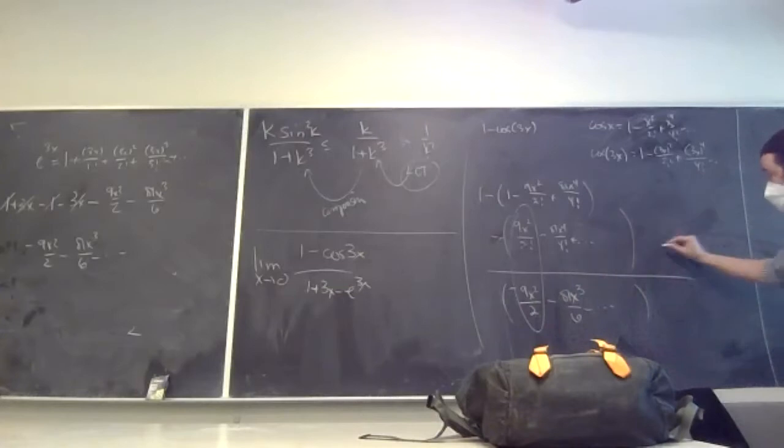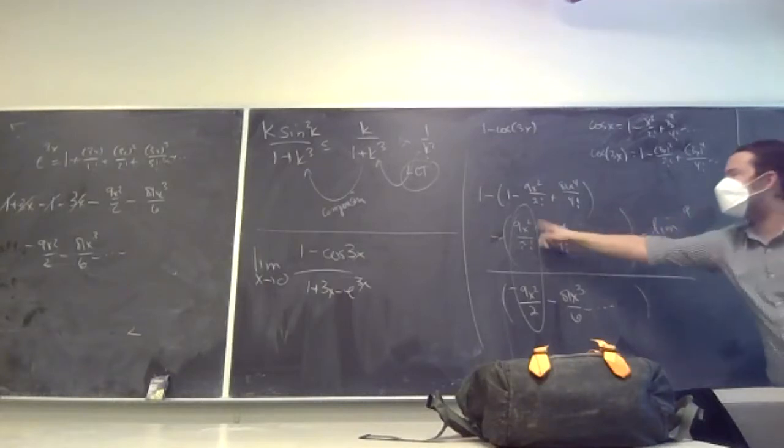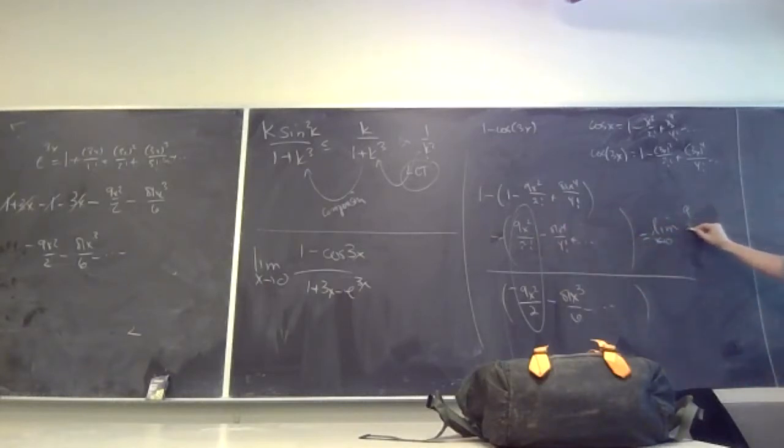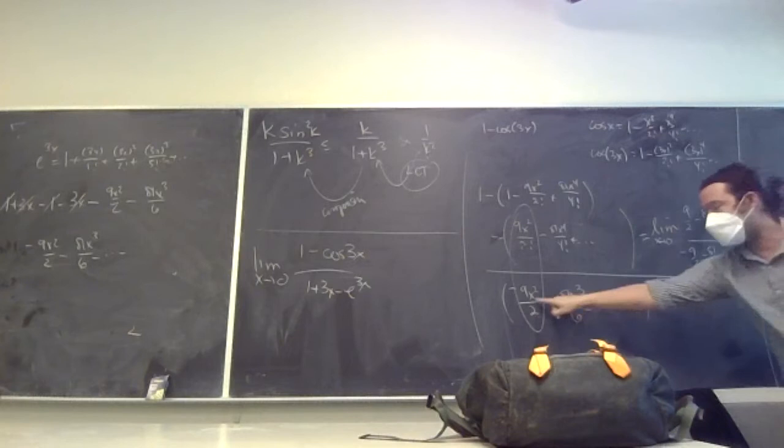So you can think of this as the limit as x goes to 0 of just dividing everything by x squared: 9 over 2 minus 81 over 4 x squared plus dot, dot, dot. And on bottom, minus 9 over 2 minus 81 over 6x, if you take an x squared out of everything.